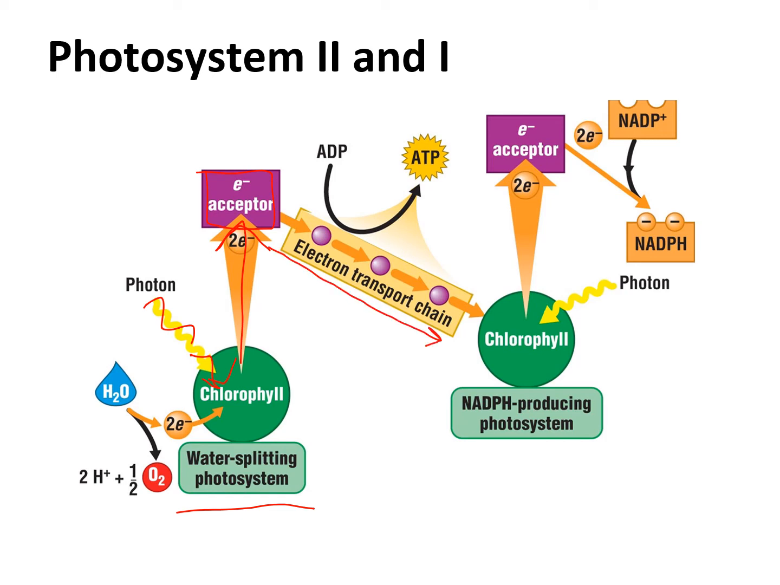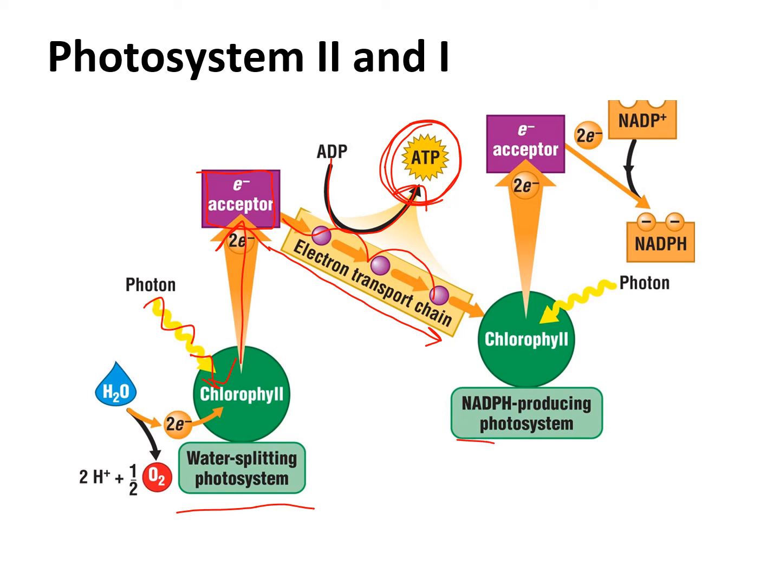As those electrons are passed from protein to protein to protein, that allows for chemiosmosis to occur, so that transport of hydrogen ions into the thylakoid space, active transport, and then allows the passive transport of those hydrogen ions through the ATP synthase, which converts ADP into ATP. So that's one of the major products of the light reactions.